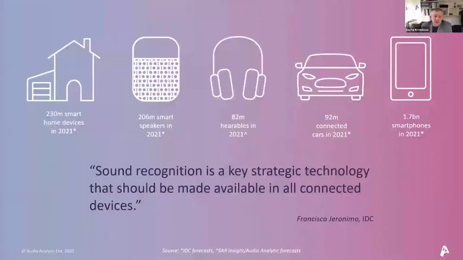So devices where our software is running. By 2021, you're going to have 230 million smart home devices. That includes cameras, thermostats, light switches and all sorts of things. You're going to have 206 million smart speakers across a variety of brands, 82 million hearables, so headphones with smart capabilities, 92 million connected cars, 1.7 billion smartphones.